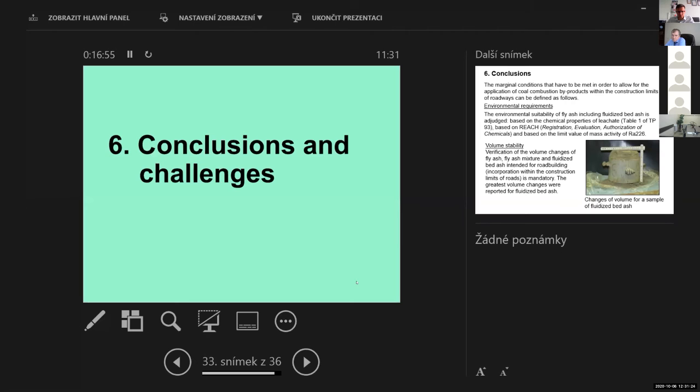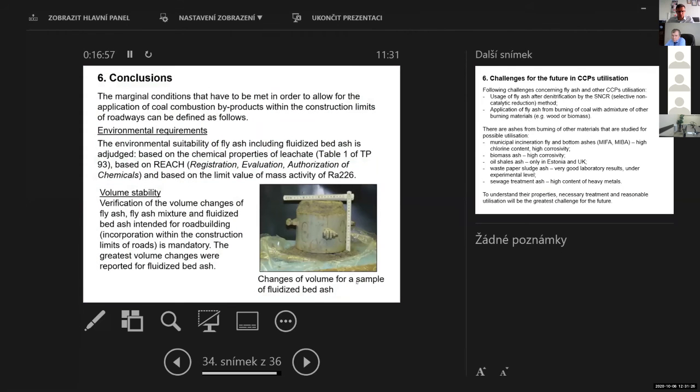Conclusions and some challenges. The marginal conditions that have to be met in order to allow for the application of coal combustion byproducts within the construction limits of roadways can be defined as follows. First one, there are environmental requirements. In some power stations, there are high contents of arsenic. However, it is possible to solve.